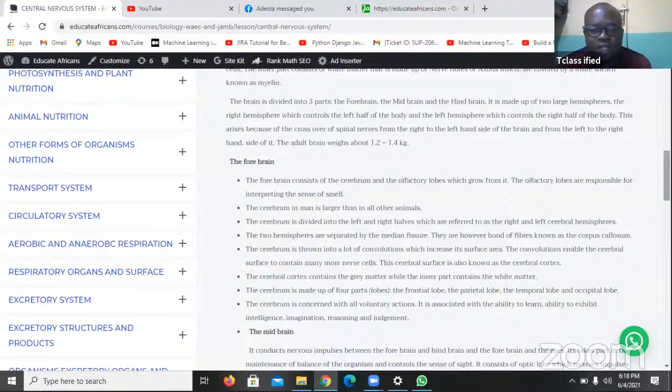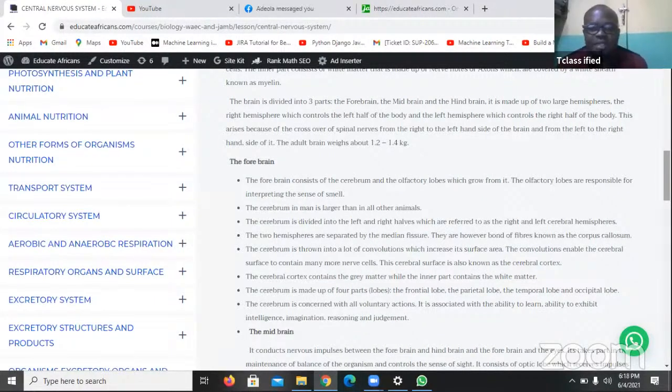The cerebrum is thrown into a lot of convolutions, which increase its surface area. The convolutions enable the cerebral surface to contain many more nerves. This cerebral surface is also known as the cerebral cortex. The cerebral cortex contains the gray matter, while the inner part contains the white matter. So you can see that the major part of the forebrain is actually the cerebrum.